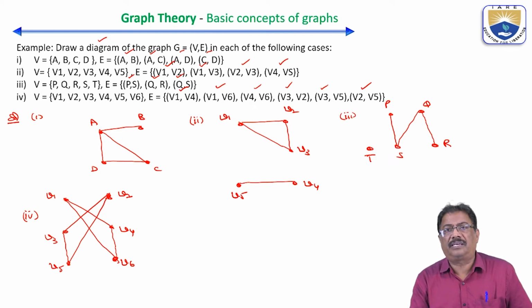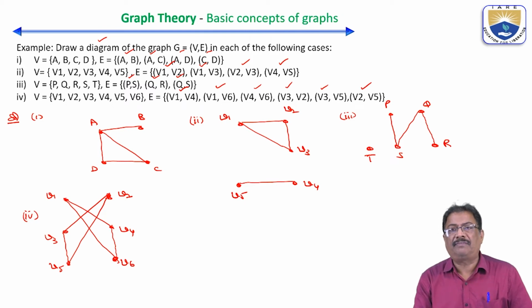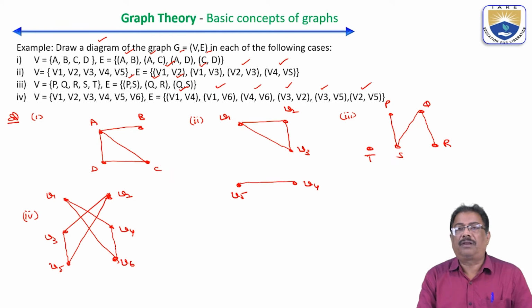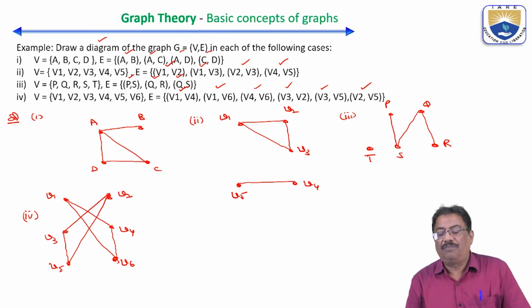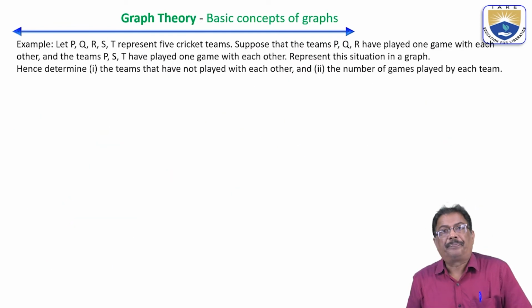Now, how to construct a graph: if we represent it in a different way, considering the vertices in different ways, the graph shape will be different, but the number of vertices and the number of edges will remain the same.